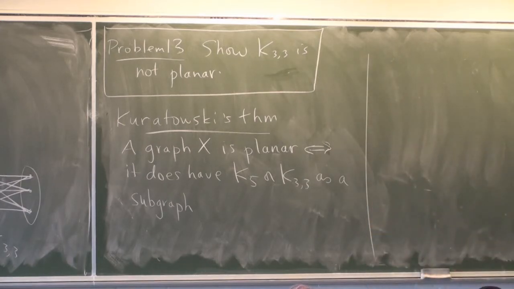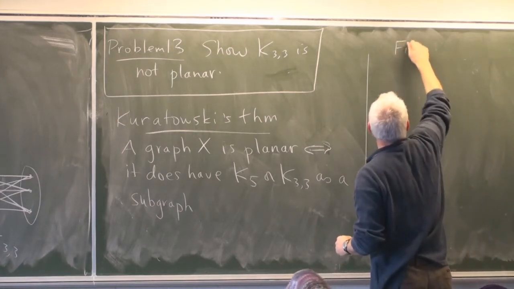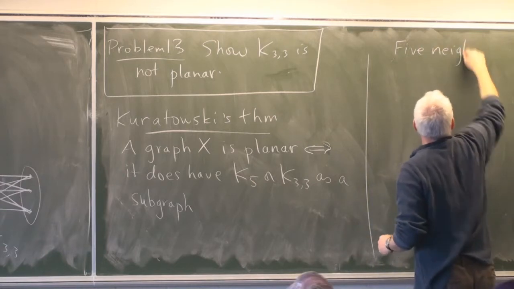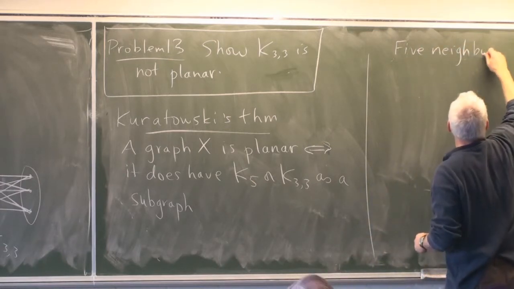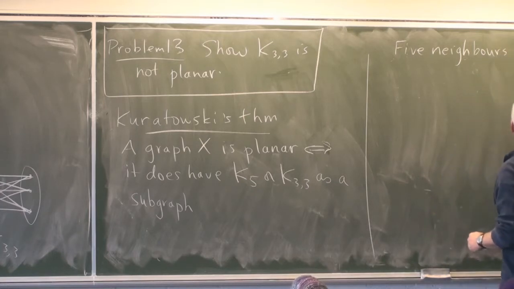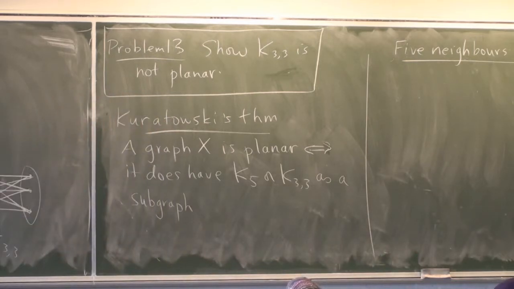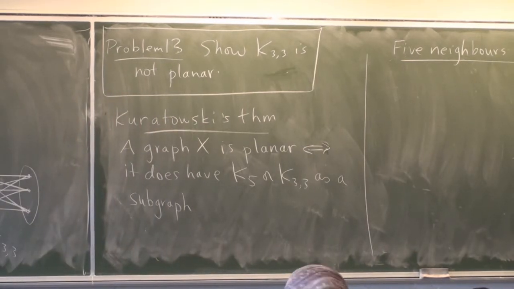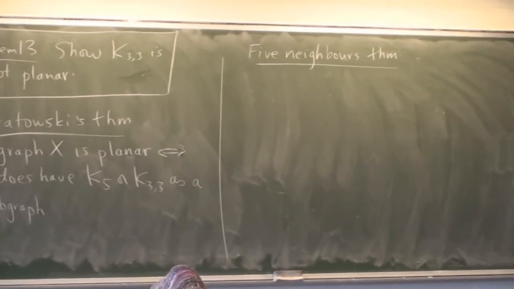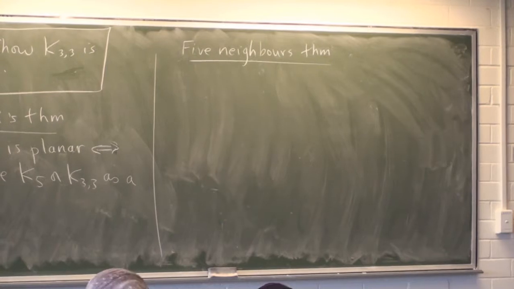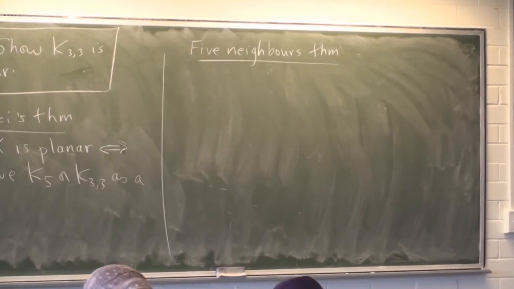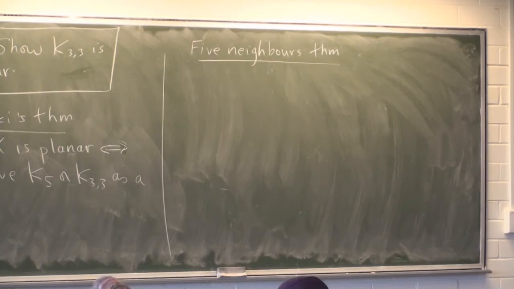Okay, so what I do want to talk a little bit about is a theorem called the 5 neighbours theorem. This is closely connected to the famous 4-color problem that you've probably heard about, that an arbitrary planar map can be colored with 4 colors in such a way that no 2 neighboring countries have the same color.